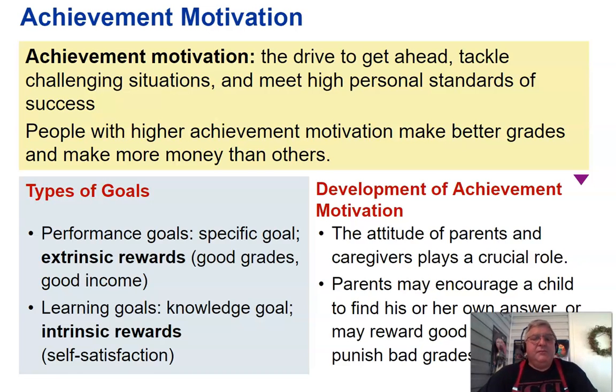Achievement motivation. Achievement motivation is what many of you have because you're here at school trying to get ahead in life. It is the drive to get ahead, tackle challenging situations, and meet high personal standards of success. People with higher achievement motivation make better grades, and they make more money than others. Types of goals: performance goals and specific goals are extrinsic rewards. If your achievement motivation is extrinsic, it means you're motivated to get good grades, to get good income, to get prizes at school, or to get the attention of your parents, things like that.